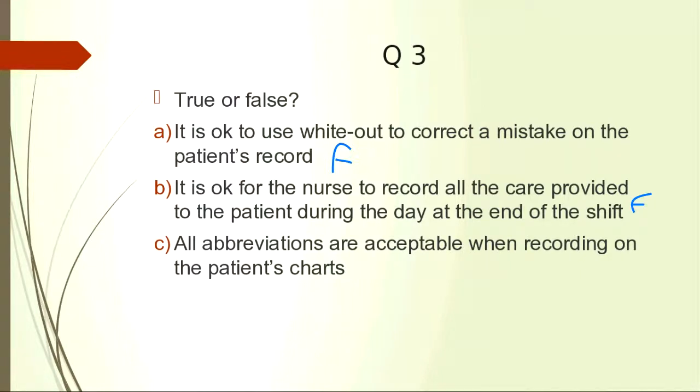Okay, all abbreviations are acceptable when recording on patient's charts. So again, that's a big false, because you saw the list of do not use abbreviations by the Institute for Safe Medical Practice. Lots of abbreviations can lead to error. For example, HS can be meant for half strength and could be mistaken for bedtime.